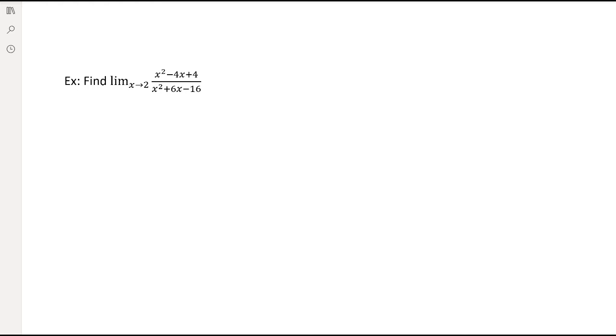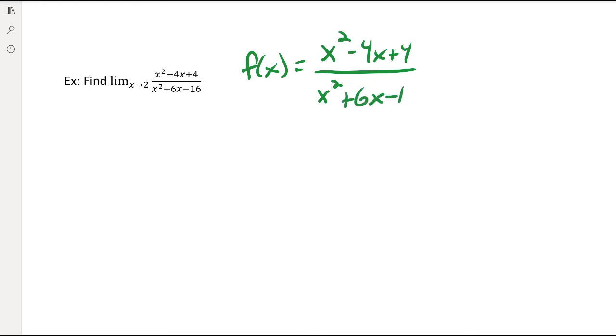So really quickly, I want to go over some analysis of this. Let's say f of x equals that function, x squared minus 4x plus 4 over x squared plus 6x minus 16. In fact, let's go ahead and factor both the numerator and denominator, anywhere that's possible. For x squared minus 4x plus 4, I'm looking for a set of numbers that multiplies to positive 4 but sums to negative 4. Well, x minus 2 times x minus 2 should do the trick.